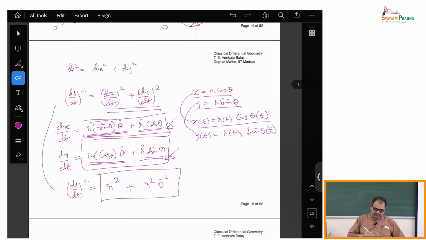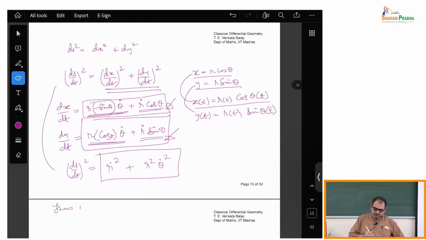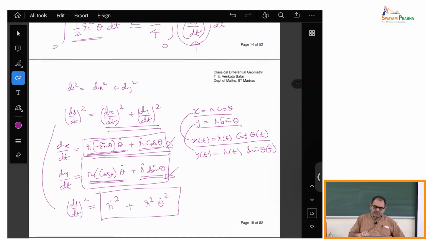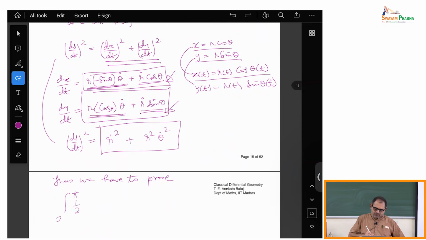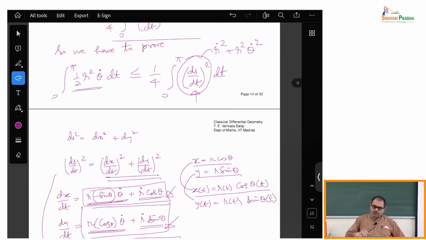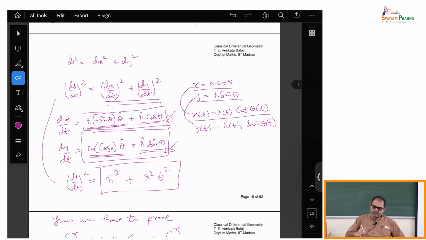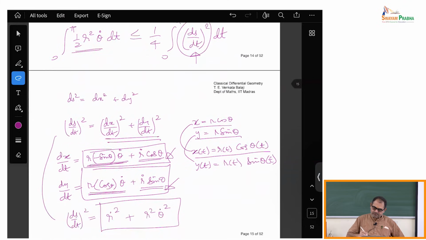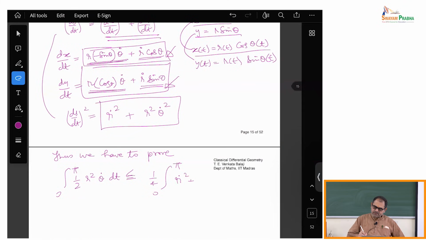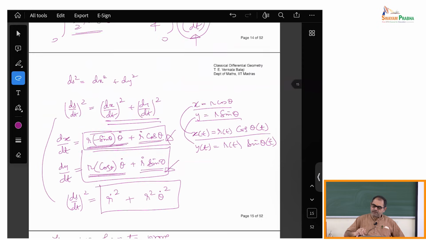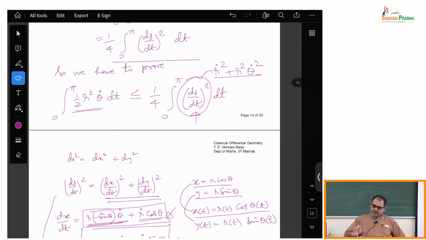So thus we have to prove, on the left side you have integral 0 to pi, half r squared theta dot dt is less than or equal to, and on the right side you have 1 by 4 integral 0 to pi, and this term here is r dot squared plus r squared theta dot squared dt. This is what I want. This is what I have. Okay, so I have to prove this.